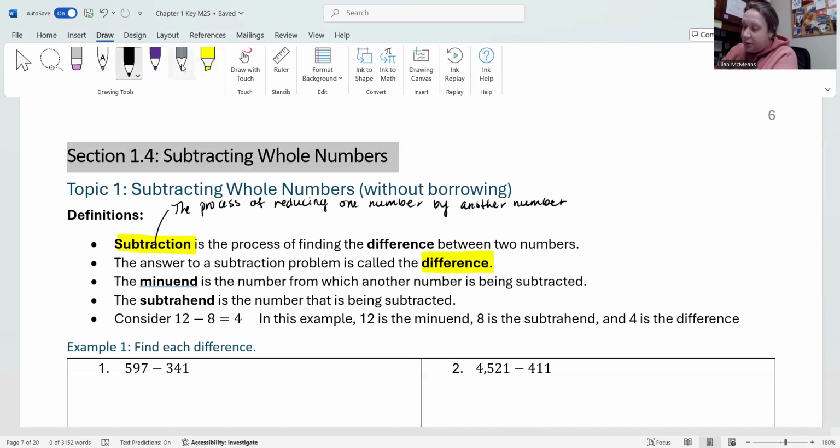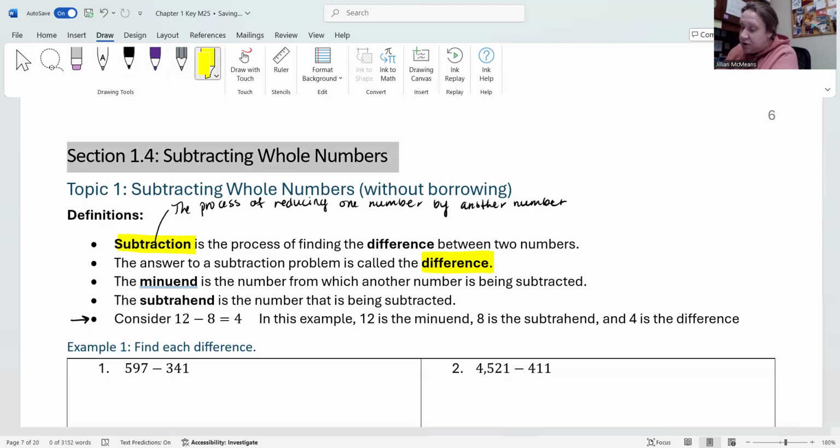So we have an example here. Consider 12 minus 8 equals 4. In this example, 12 is the minuend, 8 is the subtrahend. 12 is the number that's being subtracted from. 8 is being subtracted, so that's the subtrahend, and then 4 is the difference.